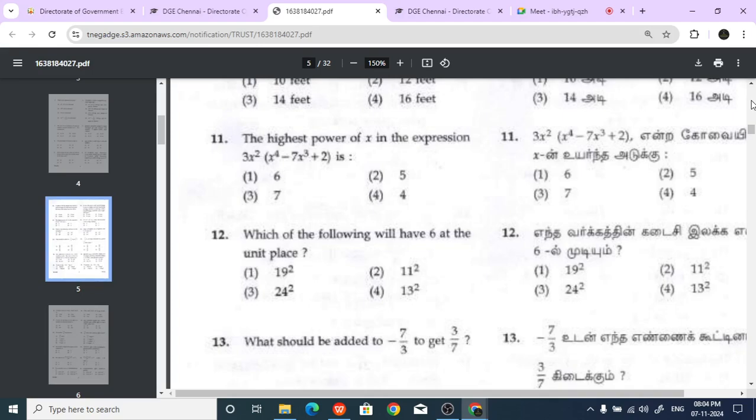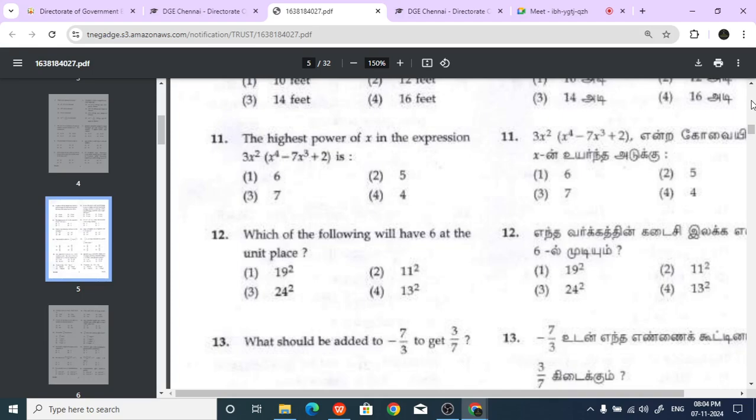Kavinaya, why did you say some other answer? What is your logic? Sir, they have asked which is the highest power. The powers are 2, 4 and 3. Comparing them, 4 is the highest, sir. No, you have to multiply. You have to make the expression first. Expression they have given means the 3x square you cannot ignore.